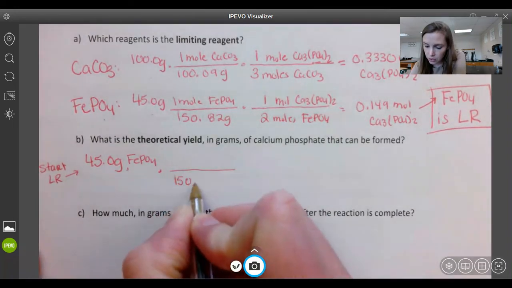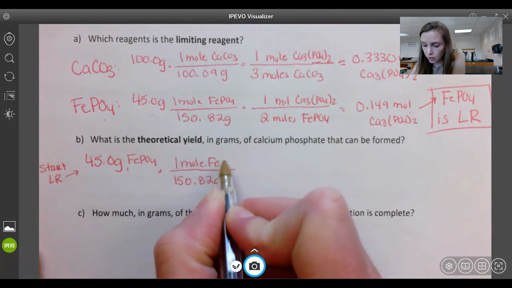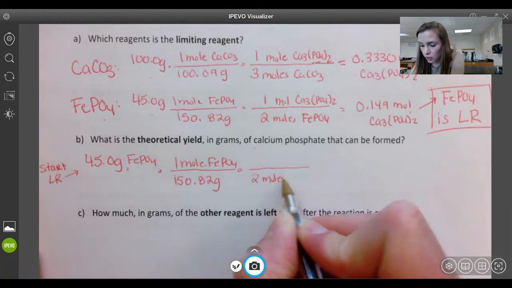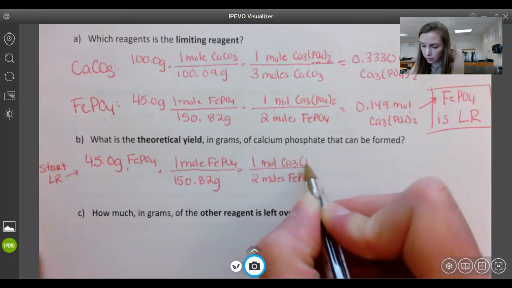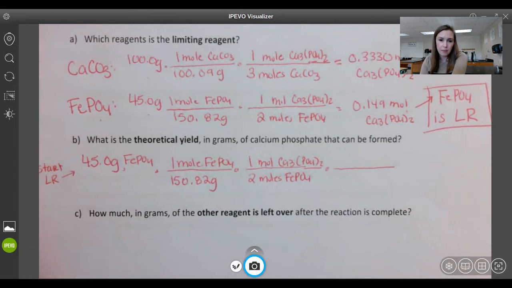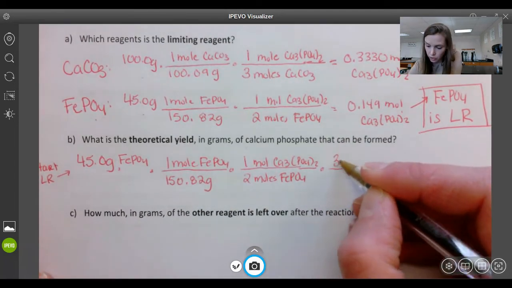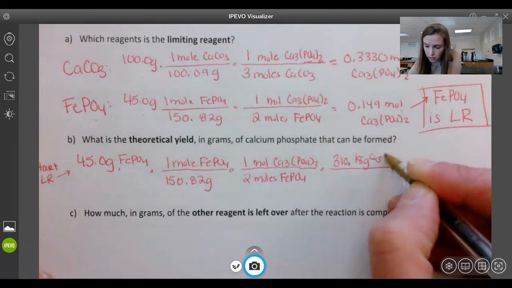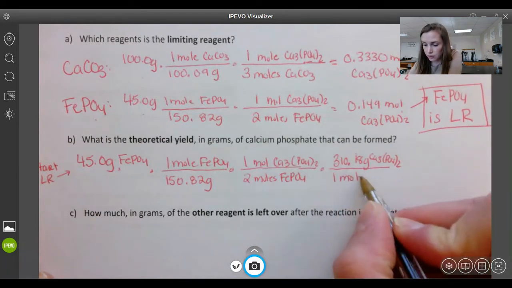So this is going to be very similar to what we have above. So I have the molar mass of FePO4, which is equal to 1 mole of it. I'm going to use their mole relationship. So for every 2 moles of FePO4, I make 1 mole of Ca3(PO4)2. Okay, in this last step, I'm just going to use the molar mass of that product that I'm looking for. So just remember, when I'm using molar mass, which when you add it up is 310.18 grams of that Ca3(PO4)2. Okay, that is always then equivalent to 1 mole of it.